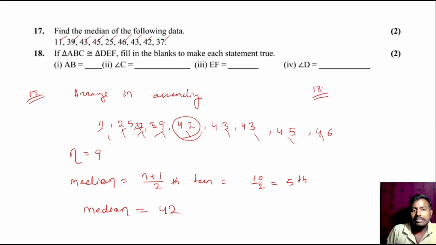Here triangle ABC is congruent to triangle DEF. Fill in the blanks. Okay. AB equal to DE. Next, angle C means angle F. Then EF equals BC. Angle D means angle A. Okay.